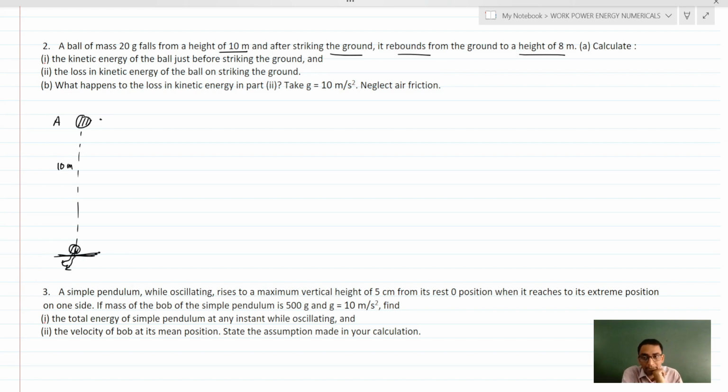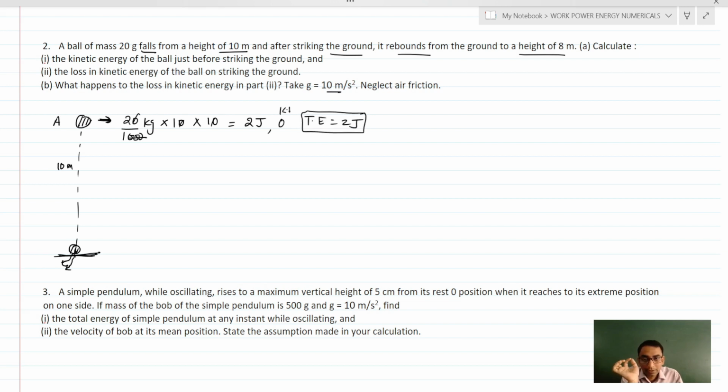So the maximum energy, the total energy at the top, which is only potential, that is m, we have to convert that into kg, g is 10 times h. So basically this is 2 joules, and since it is being left to free fall, so zero kinetic energy, so the total energy is equal to 2 joules.